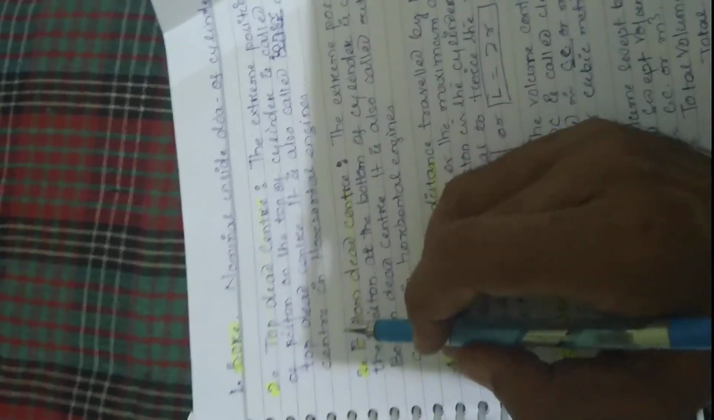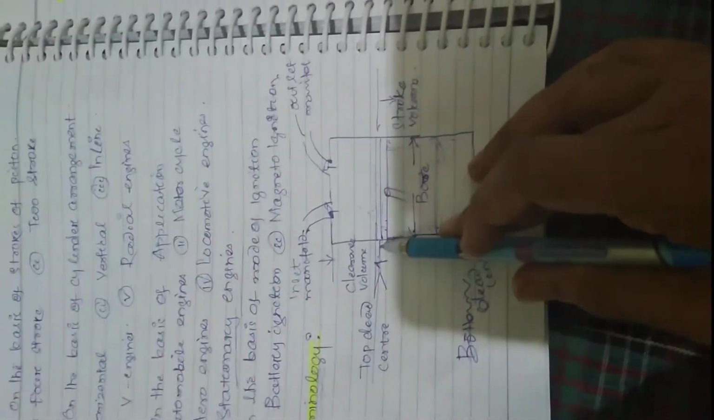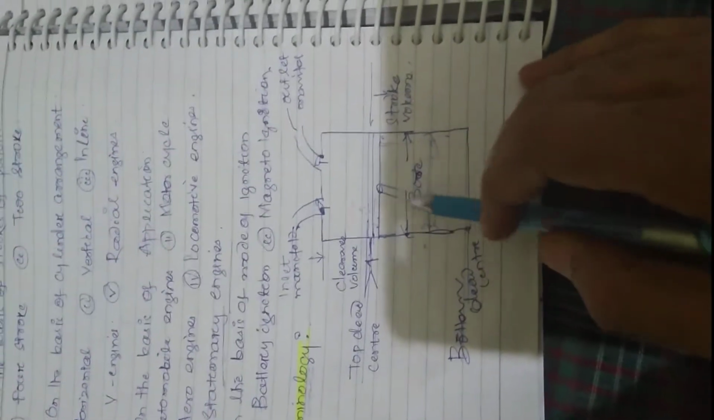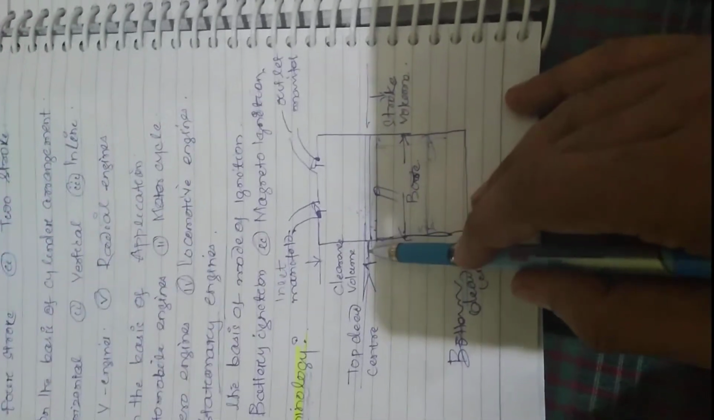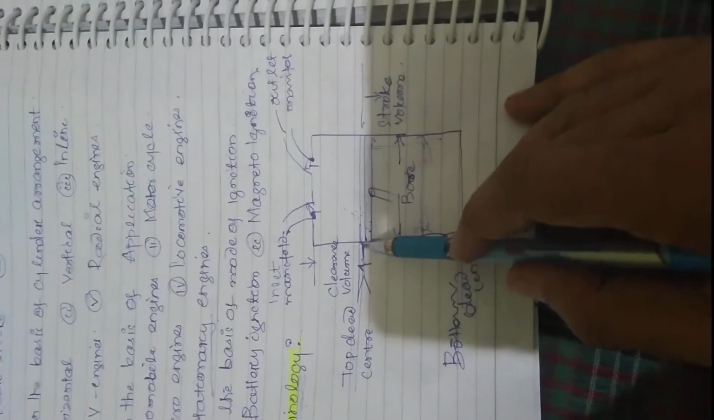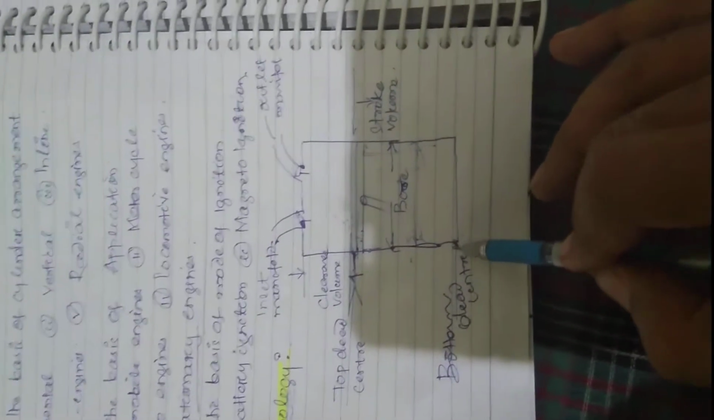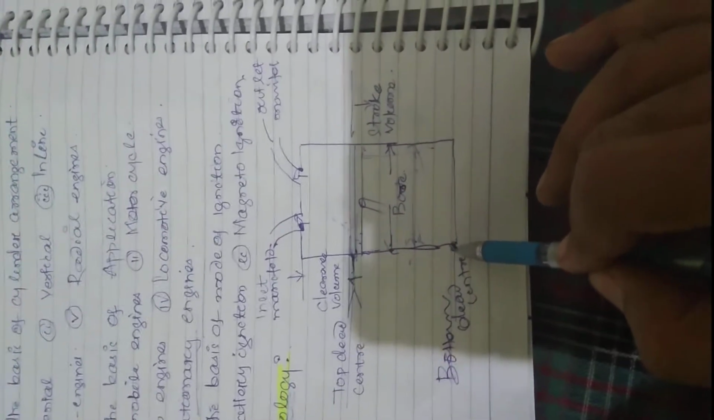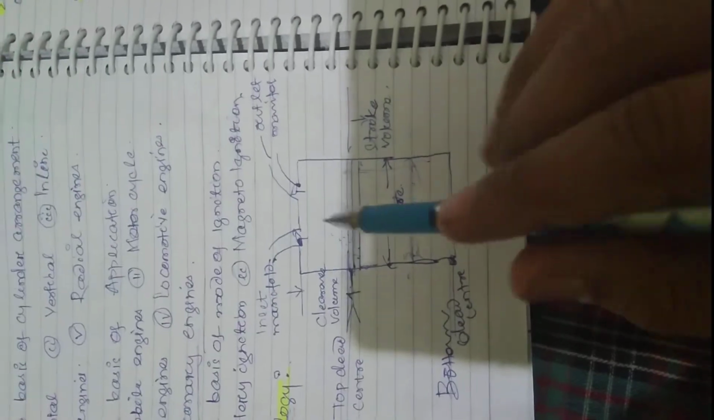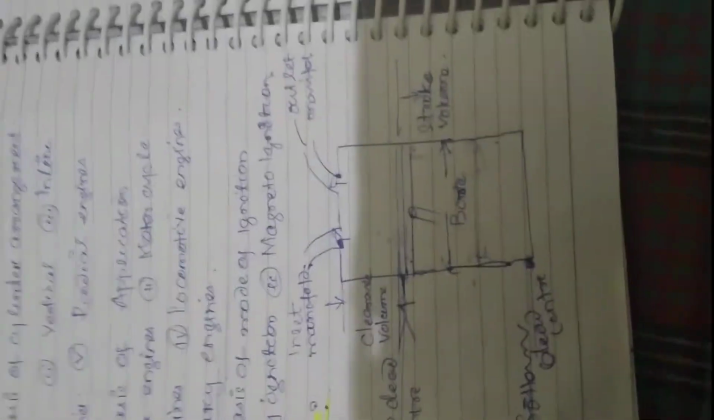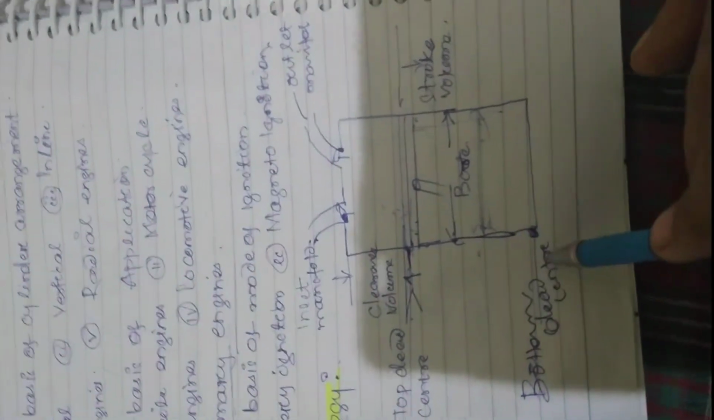It is also called inner dead center in horizontal engines. That means there is a stay, so the piston will not move further. This position is called top dead center. Similarly, the piston will not go beyond this position in the bottomward direction, so it is called bottom dead center. This is in vertical engines. If cylinders are placed vertically, then it is called top dead center and bottom dead center. If the cylinder is placed horizontally, then it is called inner dead center and outer dead center.